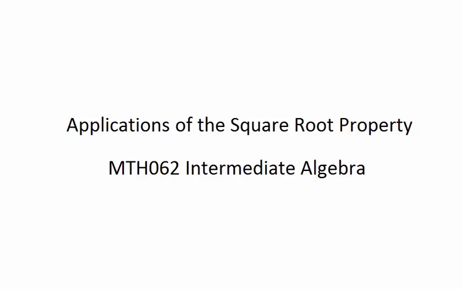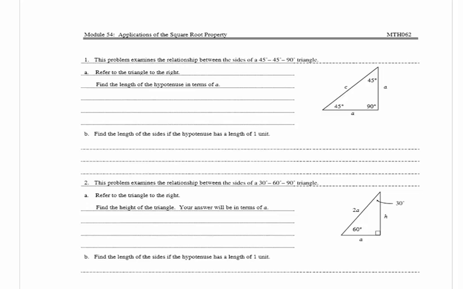In this video, we're going to be looking at applications of the square root property. In 1, it says this problem examines the relationship between the sides of a 45 degree, 90 degree triangle. In A, it says refer to the triangle to the right and find the length of the hypotenuse in terms of a. So we're going to use the Pythagorean theorem, and we're going to have a squared plus a squared is equal to c squared.